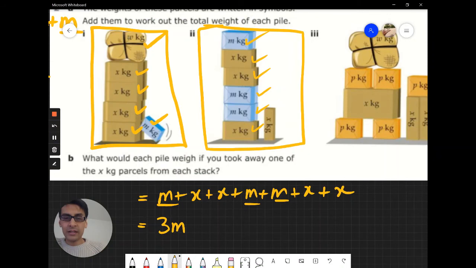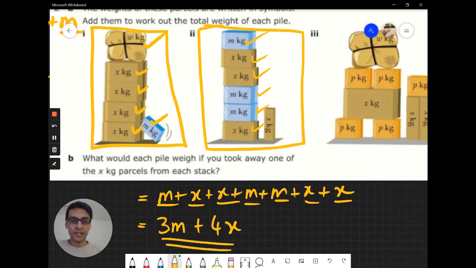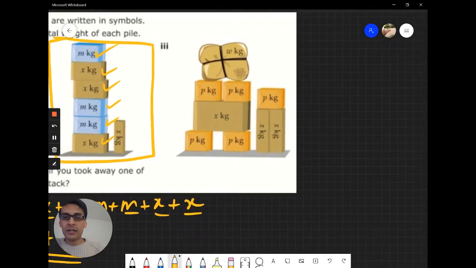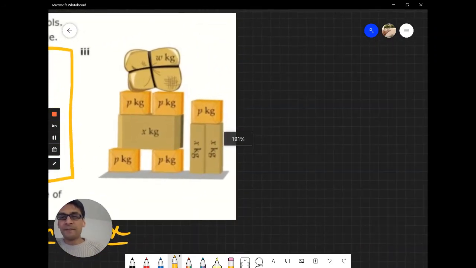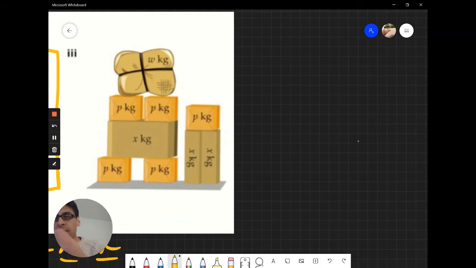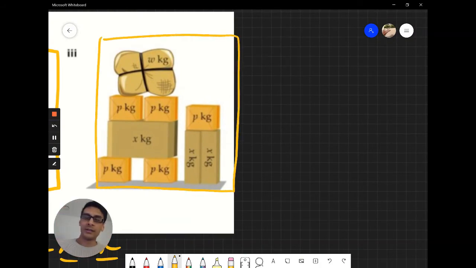And then how many x's do you have? Let's count them together. 1, 2, 3, 4. So that's plus 4x. And that is your answer. Okay, the last question. Here's your big pile of parcels. Someone's got lots of presents for Christmas. I want you to add up all the weights on all the symbols, and then we can work out the total. Pause the video here.